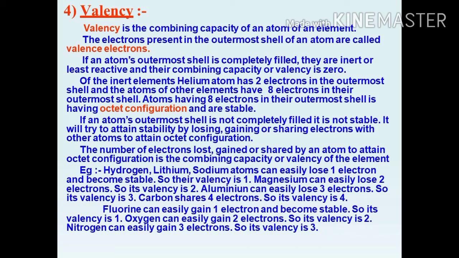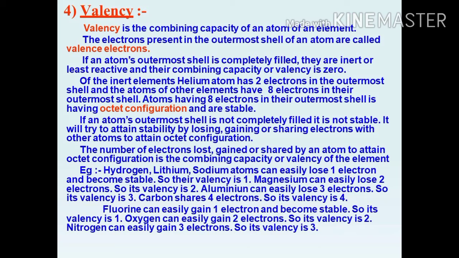If an atom's outermost shell is not completely filled, what is the meaning of not completely filled? If it has below 8 electrons, it is not stable. It will try to attain stability. So this atom tries to attain stability either by losing, gaining or sharing electrons with other atoms to attain octet configuration.